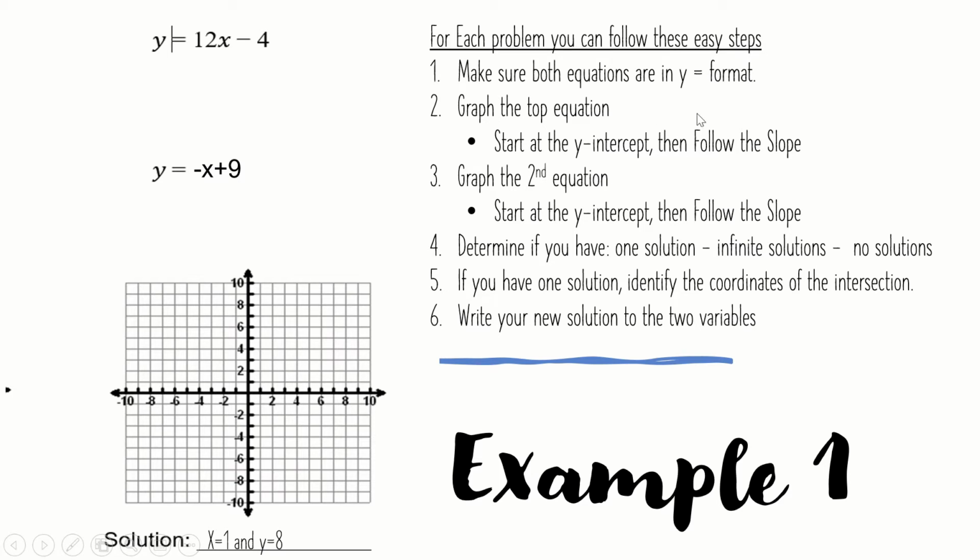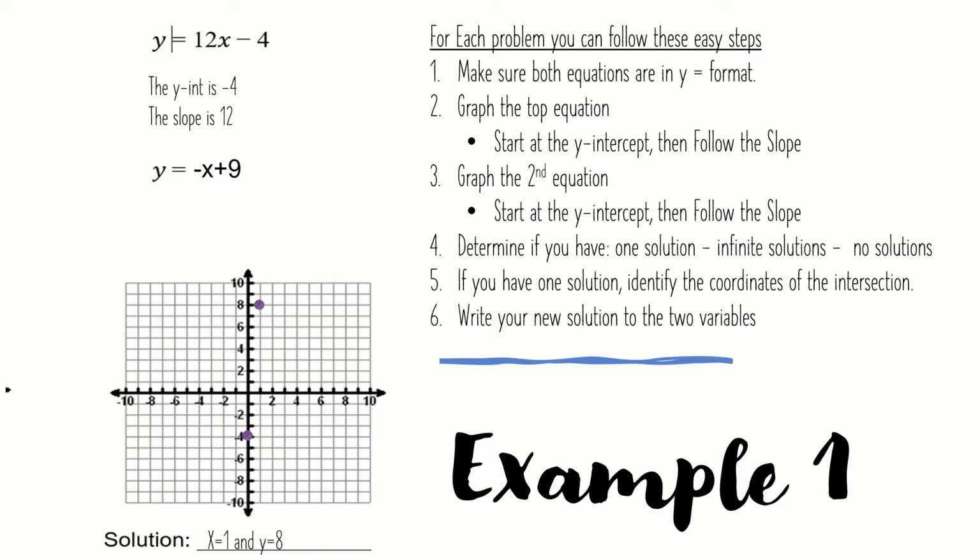Okay, no problem. In order to graph, you see the bullet point, start at the y-intercept and then follow the slope. So the y-intercept is negative 4. Great. Let's put that on our graph. Negative 4. Follow the slope. Now the slope here is 12. That means 12 over 1. We know slope is rise over run. So it's 12 over 1. So I'm going to go up 12 over 1, and my next point is right there.